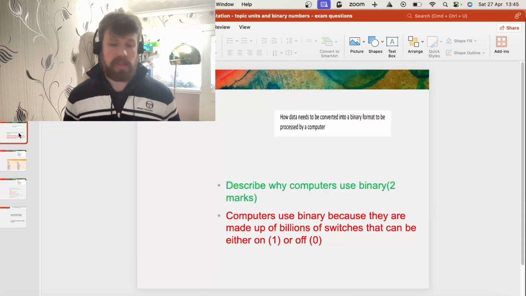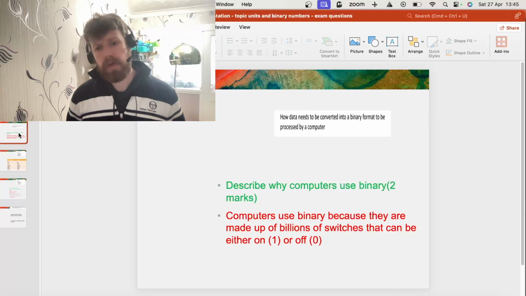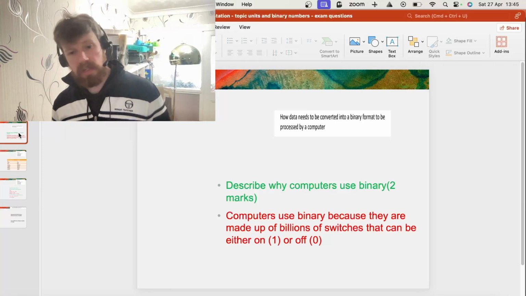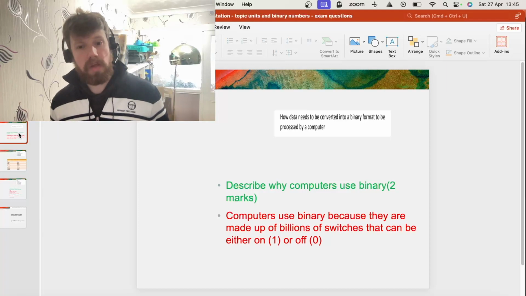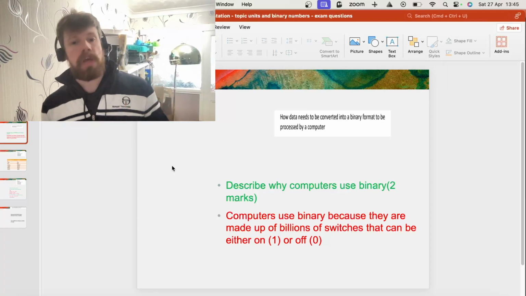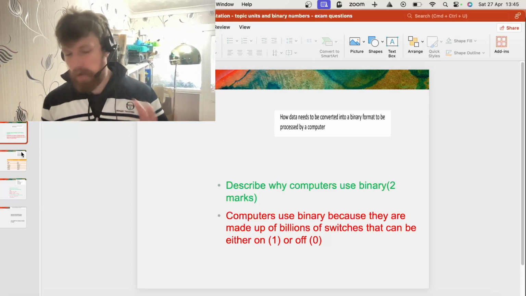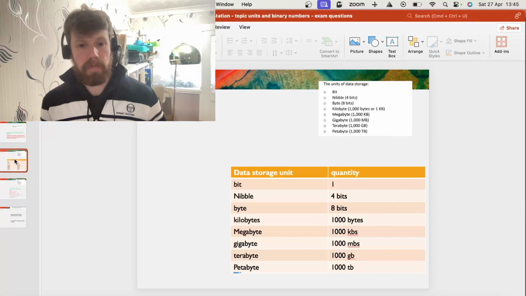The spec point that we're going to have a quick look at is why computers need to use binary. Computers need to use binary because computers are made up of billions of switches. That's mark number one. They can either be on or off, which is 1 or 0. So you need both of those points to get the top marks on that one.